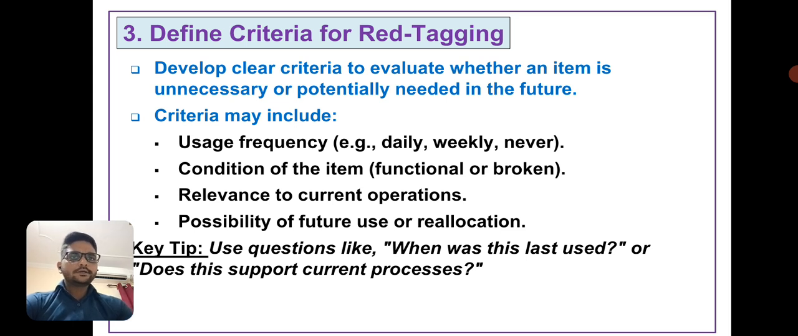Criteria may include the frequency of the item's use, like daily, weekly or never, the condition of the item, whether functional or broken, relevance to the current operation, and possibility of future use. For this we need to ask questions like: when was this last used, or does this support current processes, is this required? If it is not required or has not been used for a long time, we can define that as the criteria for red tagging.